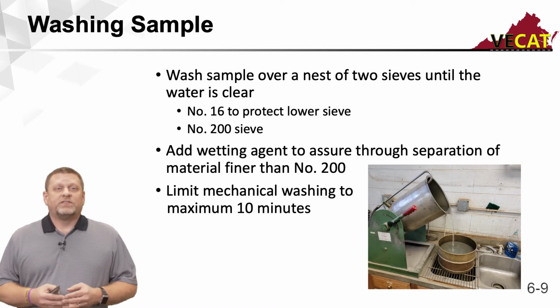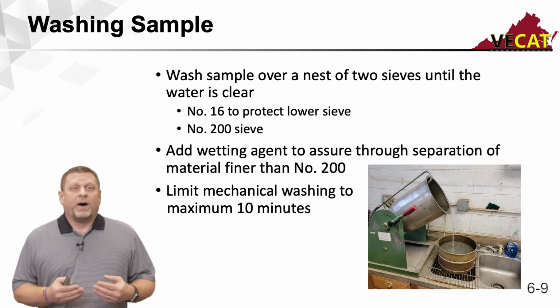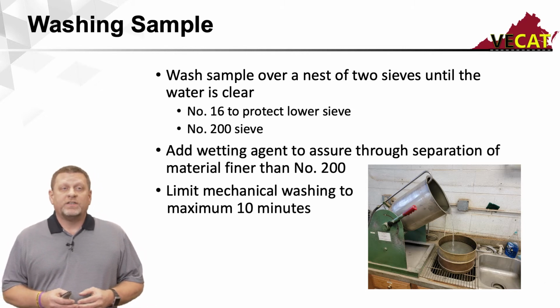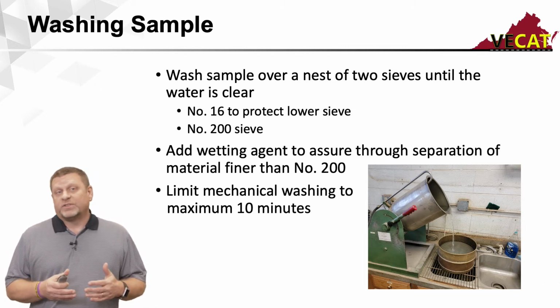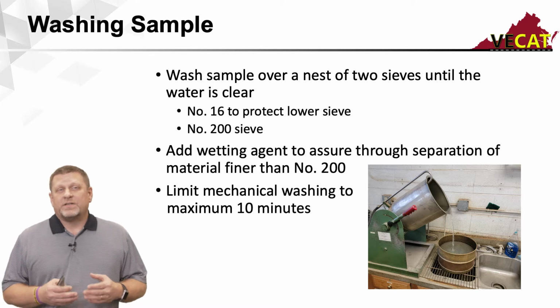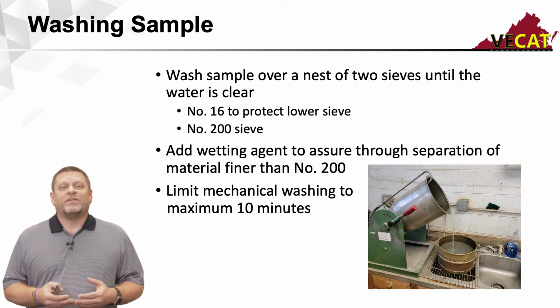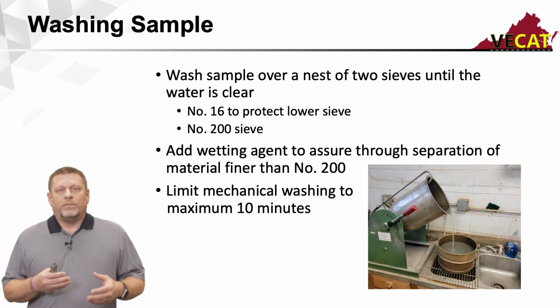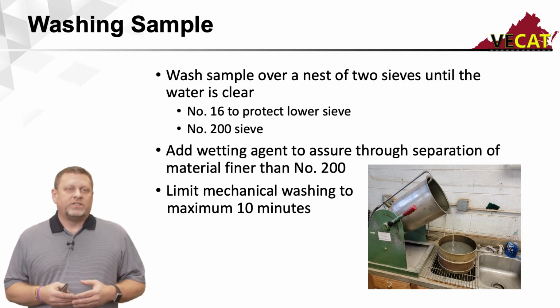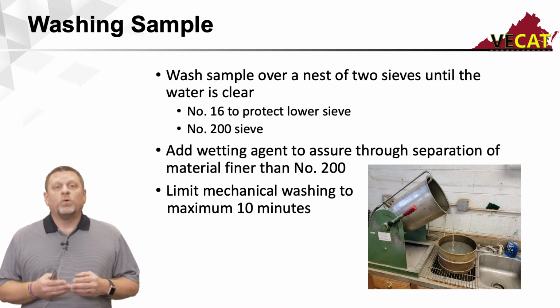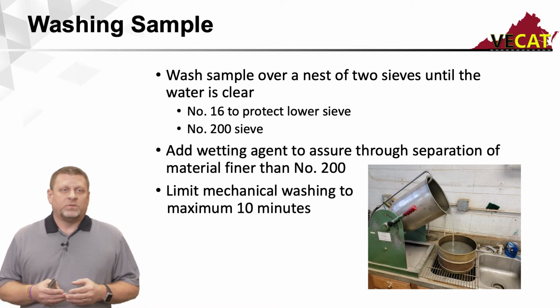This nest of sieves is basically two sieves, with the bottom sieve being a number 200 sieve, and the sieve above that is a number 16 sieve. The purpose of this number 16 sieve is to protect the much finer number 200 sieve, which is much easier to damage than the coarse wire that you'll find in a number 16 sieve. So the purpose of the 16 sieve is solely to protect the number 200, because the whole sample is being washed over the number 200 sieve.